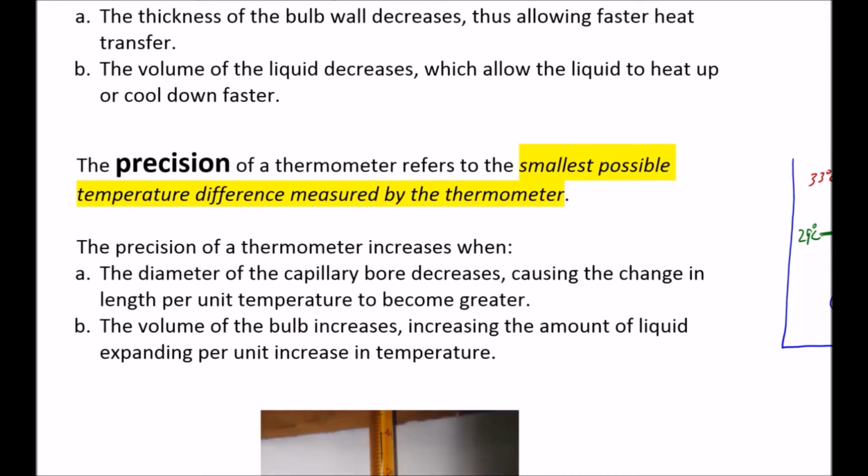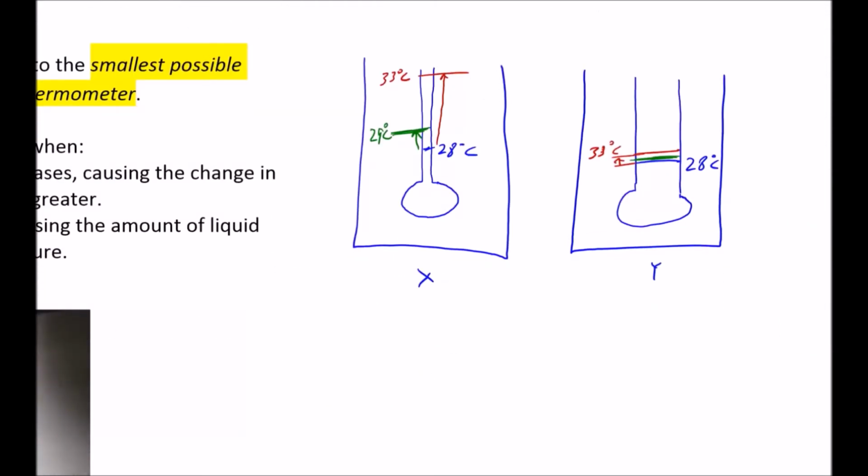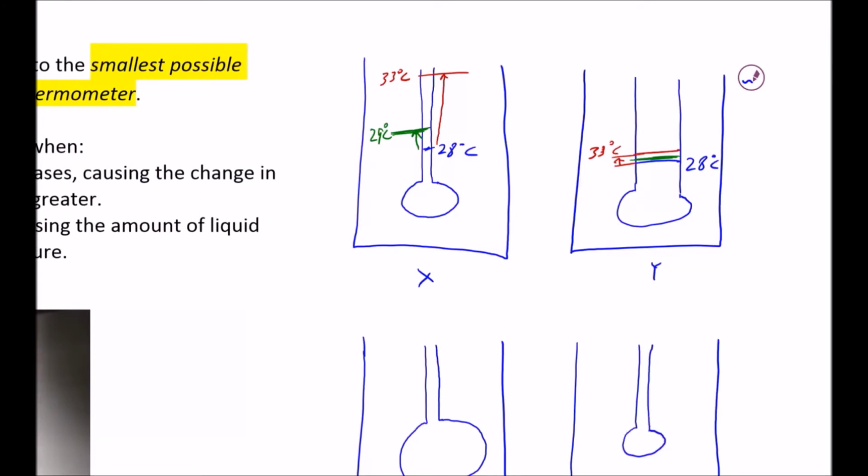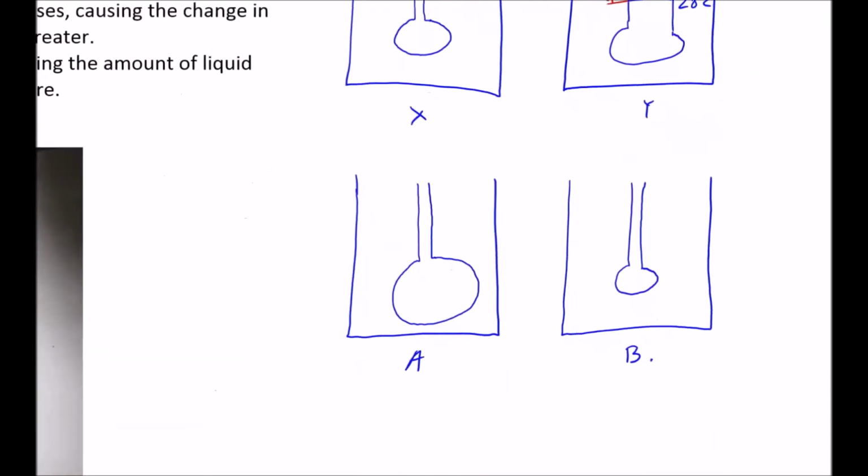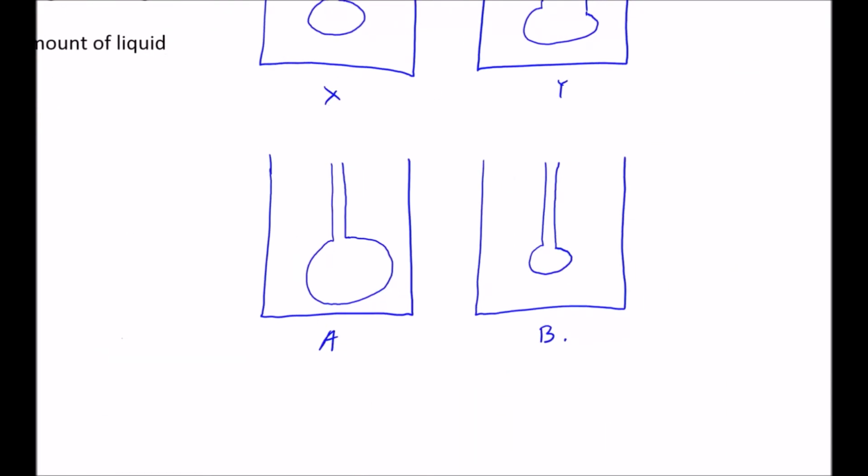The second factor that will affect the precision is the volume of the bulb. Let's say for instance again, we have got two thermometers. The thermometer on the left is thermometer A and the one on the right is thermometer B. For this example, we will assume that the diameter of the capillary bore for both thermometer A and B is the same, just to keep that constant, but we vary the volume of the bulb. So for a bigger bulb, which is thermometer A, it contains a larger volume of mercury.